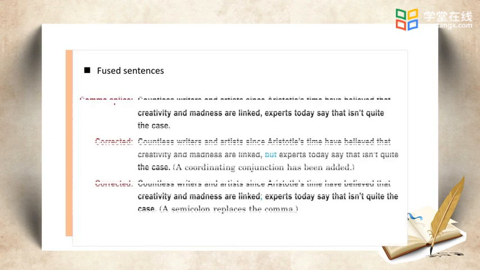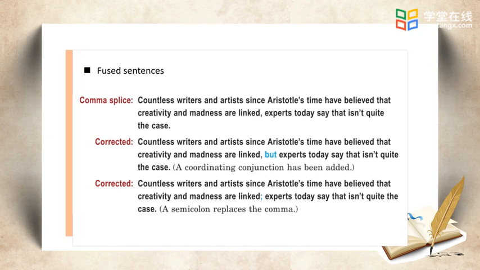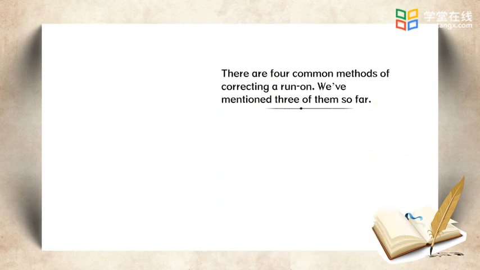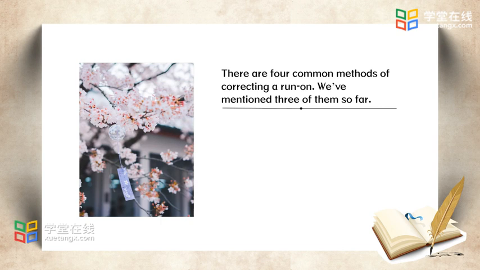In this example, two complete thoughts are connected with only a comma. We could use a comma and a coordinating conjunction to correct it. Also, we could use a semicolon instead of a comma. There are 4 common methods of correcting a run-on. We've mentioned 3 of them so far.